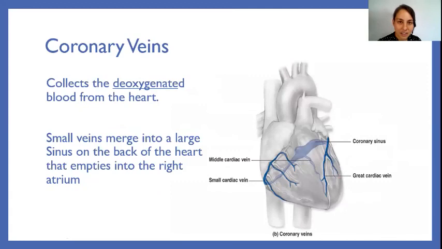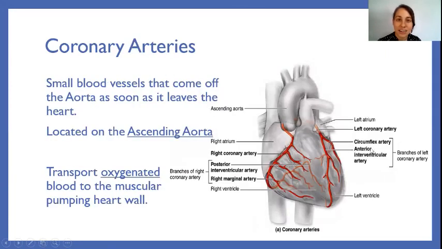Since we're bringing in oxygenated blood, we also have to be able to take away the deoxygenated blood, to collect it and leave the heart. We use the coronary veins for that. They start off as very small veins, merge into larger ones, and drain into the coronary sinus on the back of the heart, which empties into the right side of the heart. So that's where you can have heart attacks, in these small coronary arteries that are providing the oxygen for your heart.